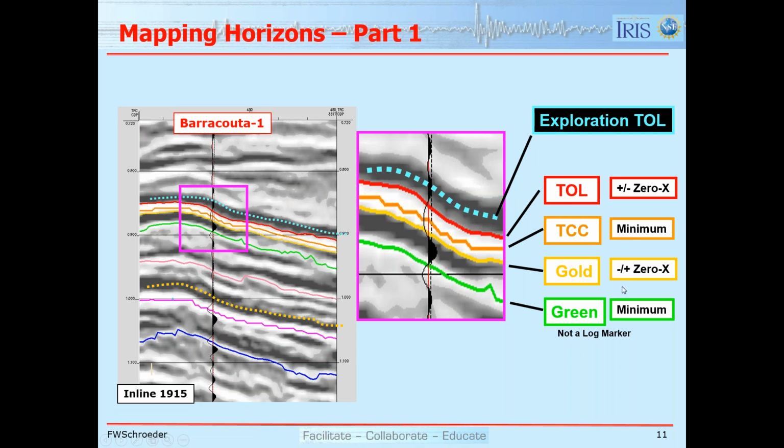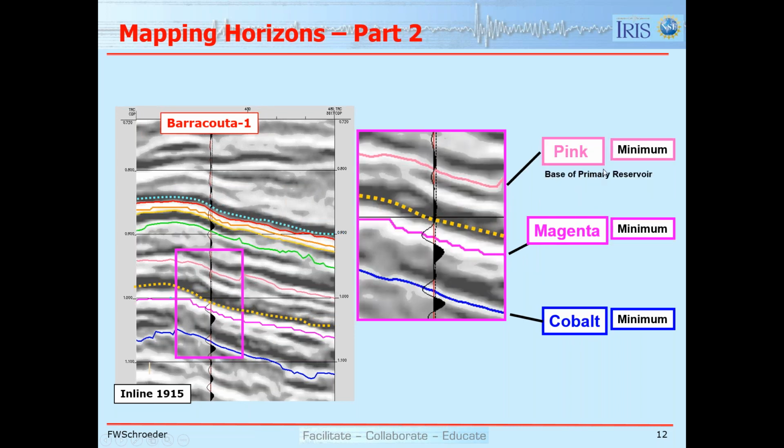The gold is on a zero crossing, and the green is in a minimum, a trough, or the white area on the black and white section. Looking a little deeper, we have a pink boundary. This is the base of the primary reservoir. It's carried in a minimum or in the white zone. We have the magenta carried on a minimum, and the cobalt blue also carried on a minimum.